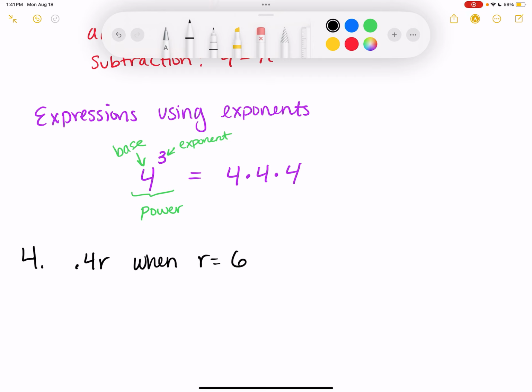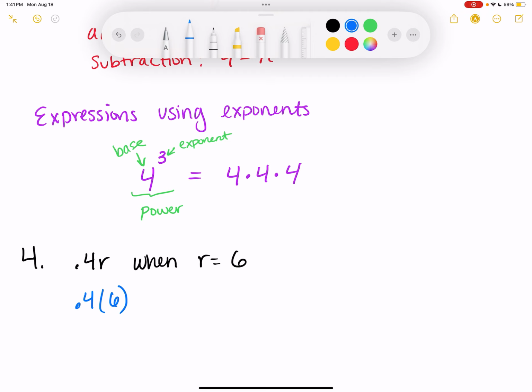So what they want us to do with this one is replace the variable with whatever they tell us it's equal to, and then solve it out. So this would be 0.4 times 6. I usually use parentheses because that way if I have a negative number that's getting plugged in, it doesn't get confusing. You don't think, oh, I'm subtracting when you're really multiplying. It's up to you, but that's what I think works the best and causes the least amount of error.